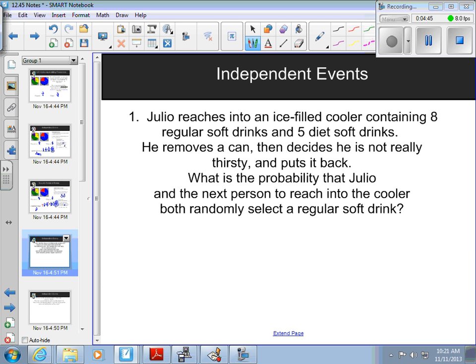Let's look at some other examples. Number 1, it says Julio reaches into an ice-filled cooler containing 8 regular soft drinks, 5 diet soft drinks. He removes a can, then decides he's not really thirsty, and puts it back.